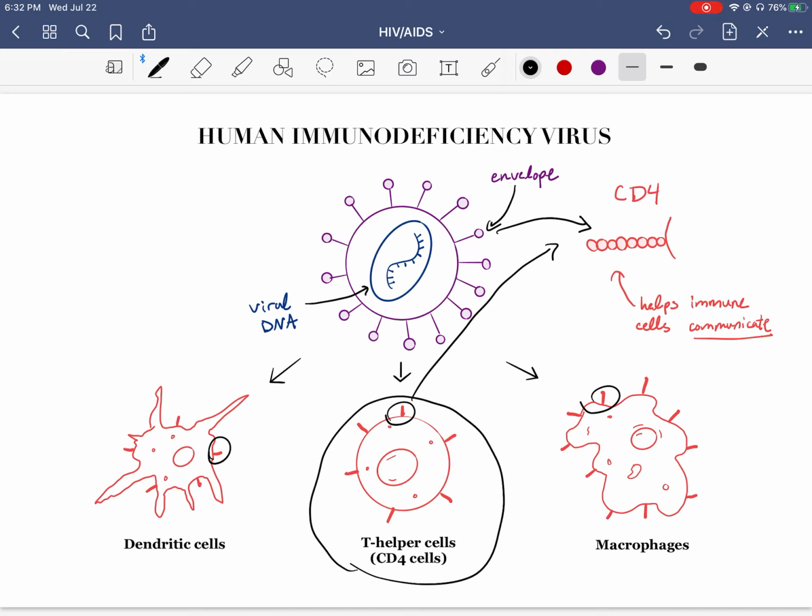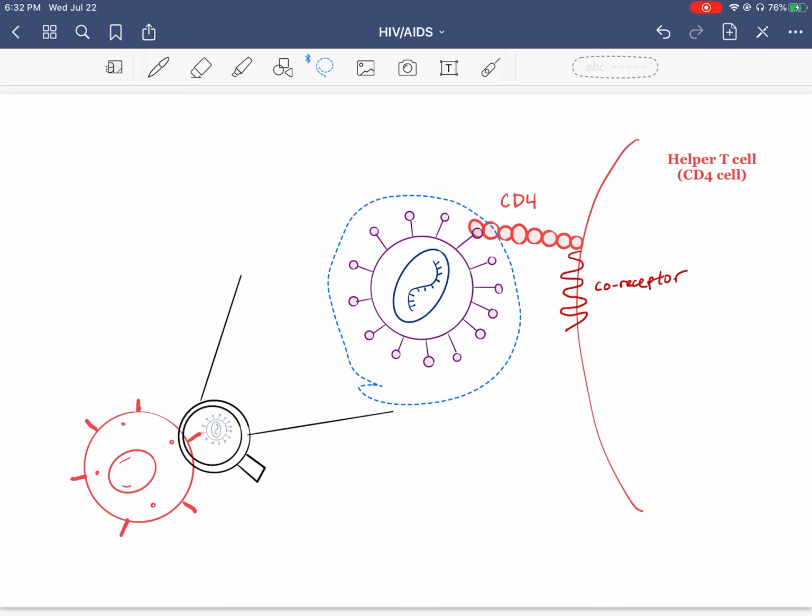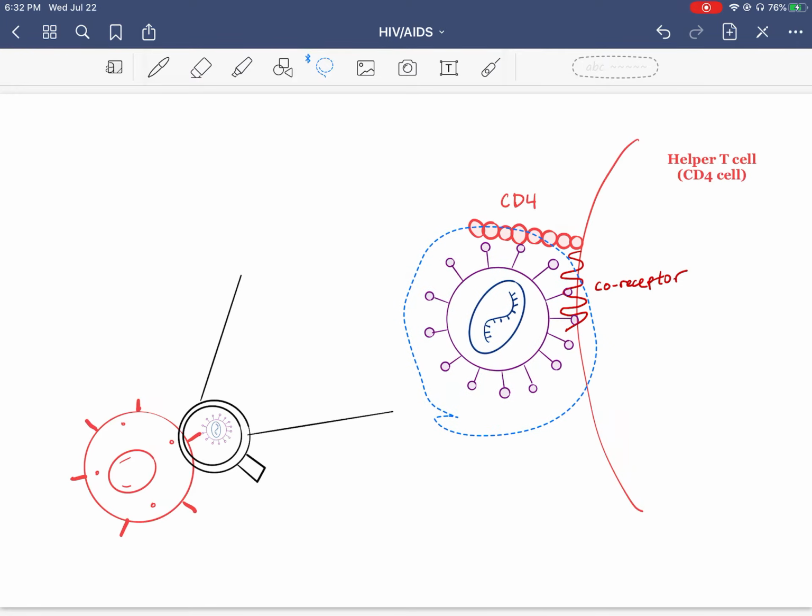Let's now take a closer look at how HIV infects our helper T cells. HIV has a protein on the surface of its envelope that can target and attach to the CD4 molecule on our helper T cells. After HIV binds to the CD4 molecule, HIV then slightly modifies its protein so that it can bind to another receptor on the cell surface, known as the co-receptor. After using both keys to unlock the cell by binding to the CD4 molecule and the co-receptor, HIV then enters the cell by delivering the viral DNA into the cell.